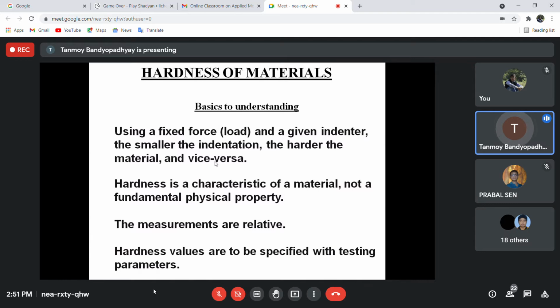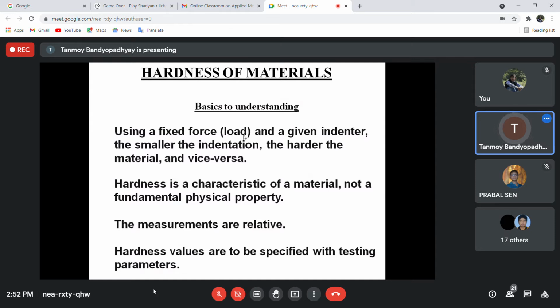So we have to standardize some of the things. What are the things that we can standardize? The thing that we standardize is the load that we are applying on the specimen, using a fixed force load. So we are fixing the load and the given indenter. What is the indenter that I am applying on this specimen?